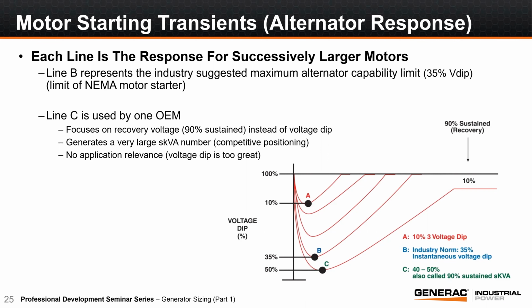The alternator has been given such a large kVA load step that it has a 40 to 50% voltage dip and can only recover to about 90% of the rated voltage. And this is an extreme limit of the alternator's capability. In our industry, we limit our voltage dips to 35%, and this corresponds to the maximum voltage dip allowed by the NEMA motor starter. Some engineers mistakenly think that 90% sustain means only a 10% voltage dip, and that's just not correct.